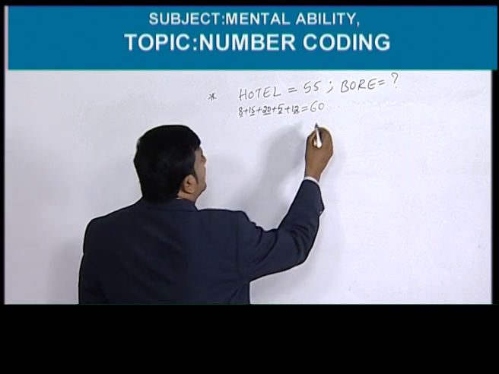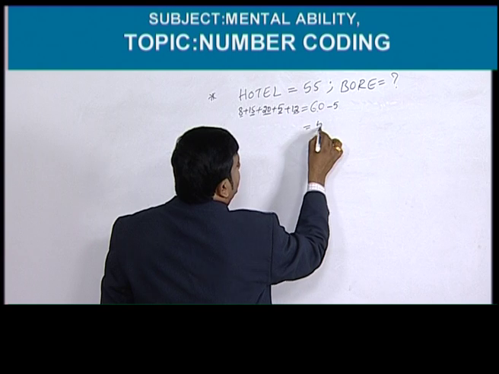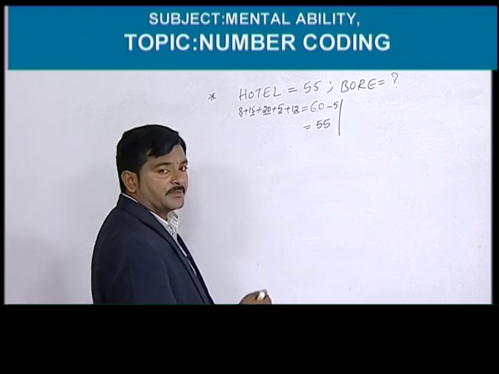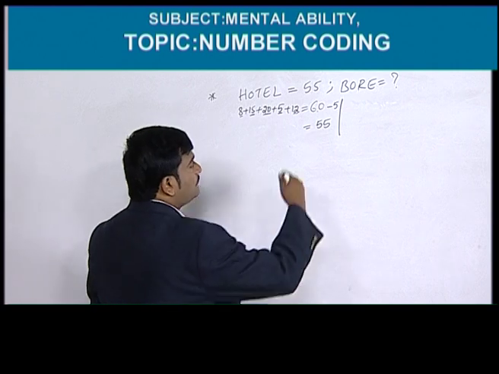What does it mean? How much E subtracted? 5 E subtracted. 60 minus 5, how much am I getting? 55 we are getting. Okay, the same concept we can apply for the word bore also.